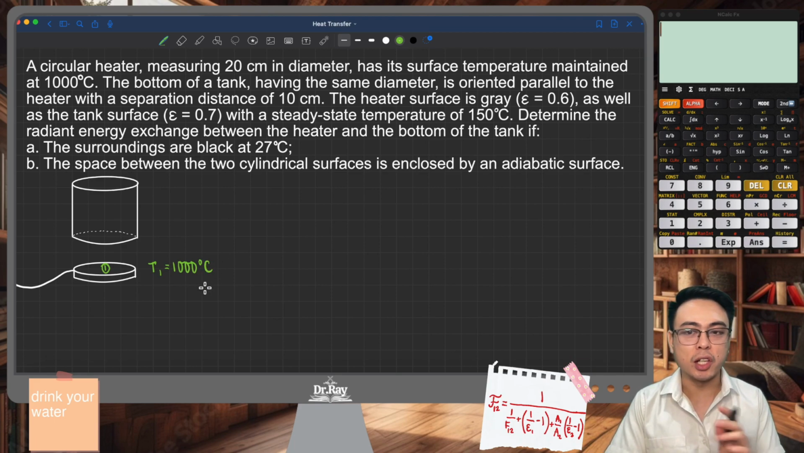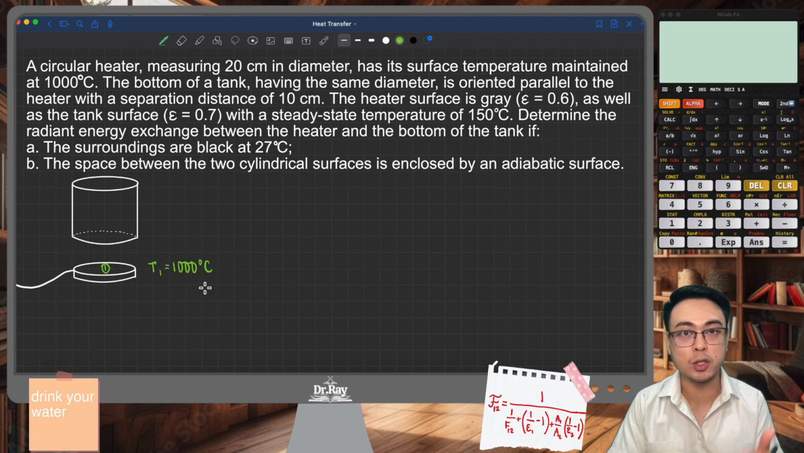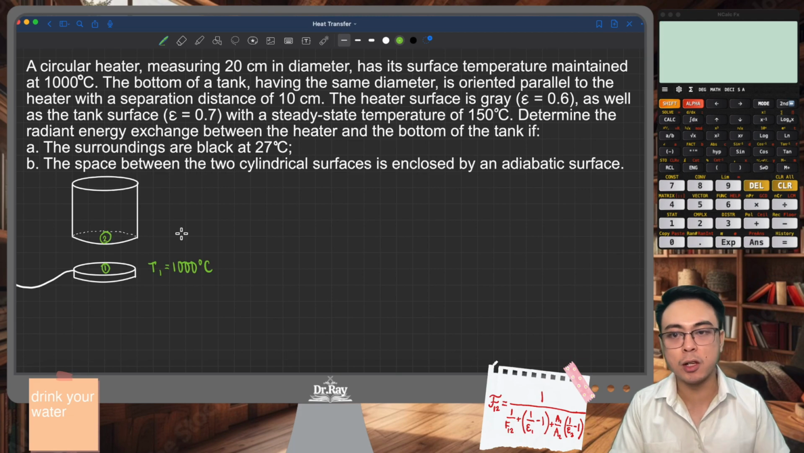You can imagine that the main application of this system would be for direct radiative heating. Say, for example, if you have a stove top and you place a pot on top of that, so this represents your pot and this is your stove, right? So the bottom of the pot, I'm going to call it surface number 2, is the one that is in direct radiative heat transfer with surface number 1. The bottom of your pot is a circle. So I'm going to say that this is maintained at T2 150 degrees Celsius.